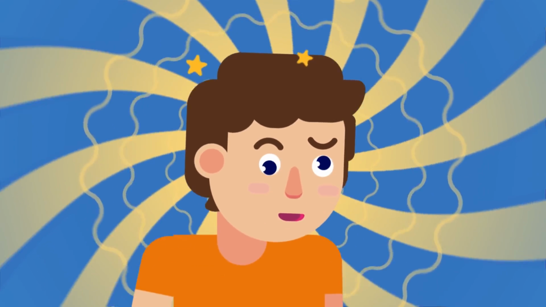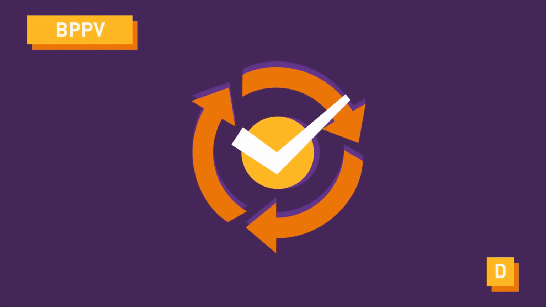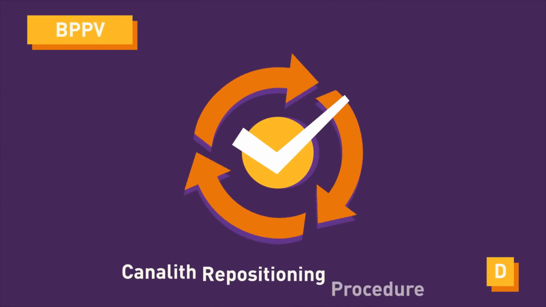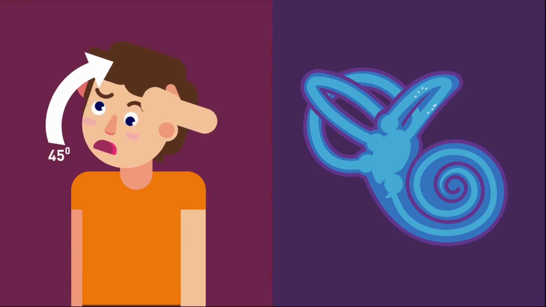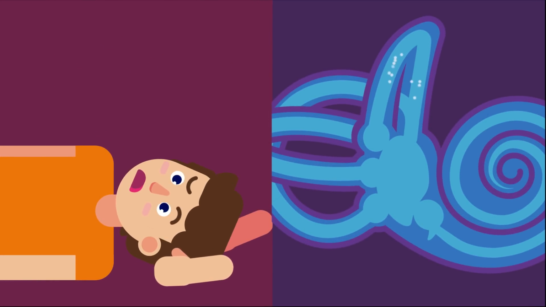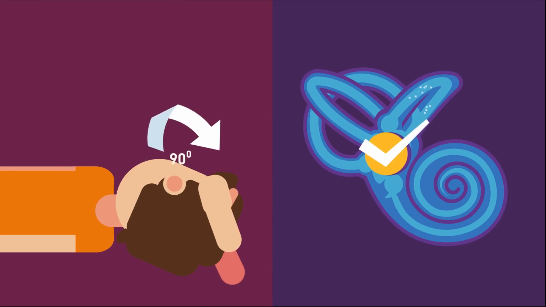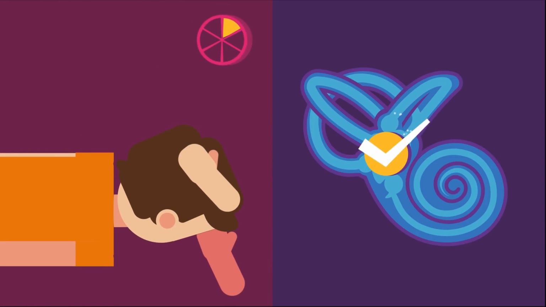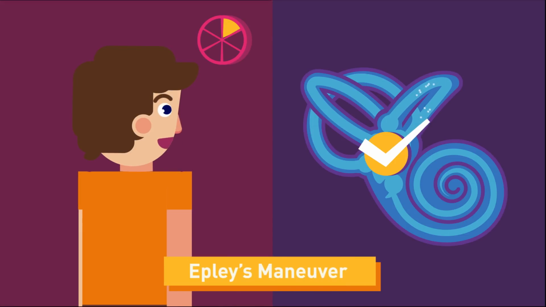How to treat BPPV? The most common and effective treatment for BPPV is known as the canalith repositioning procedure. The procedure consists of several simple and slow maneuvers for positioning your head. The aim is to move the particles from the semicircular canal to the utricle, where they don't pose a problem. Each position is held for around 30 seconds, after which any symptoms or abnormal eye movements stop. This procedure is more widely known as Epley's maneuver.